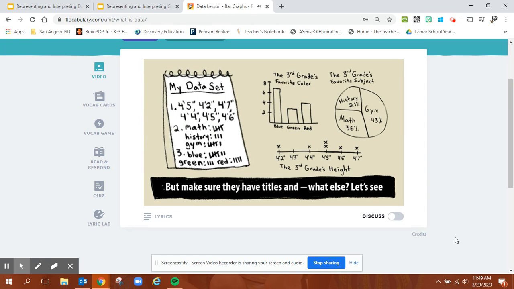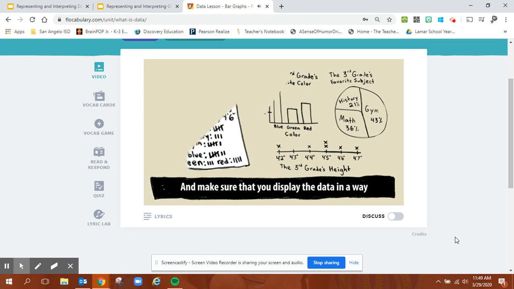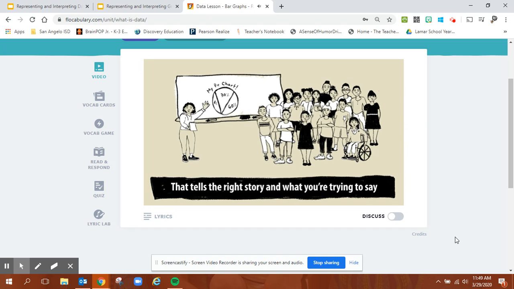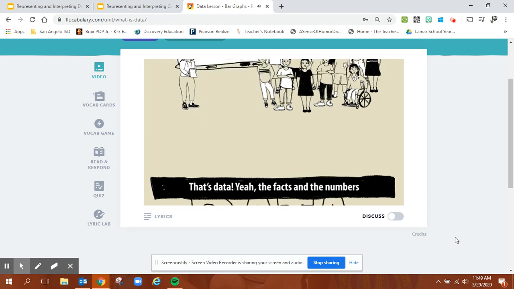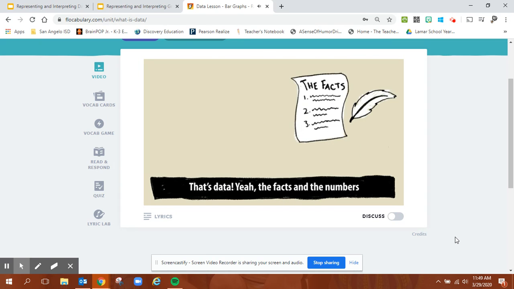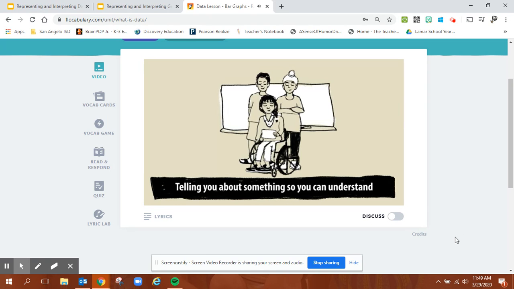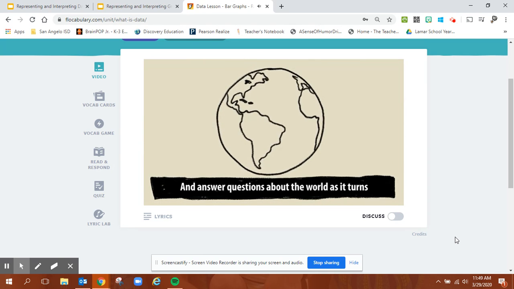And what else? Let's see. The X and Y axes must be labeled correctly. Make sure that you display the data in a way that tells the right story and what you're trying to say. You don't want to make a graph that makes all the kids laugh. When you're using data, you gotta do the math. That's data. Yeah, the facts and the numbers telling you about something so you can understand what it is. We use data to learn and answer questions about the world as it turns.